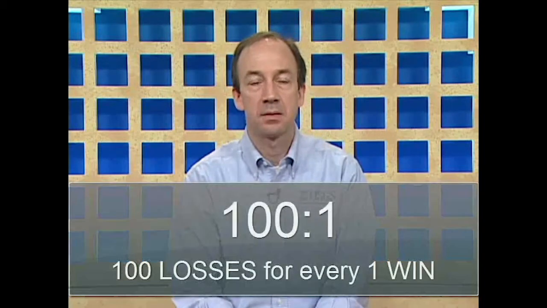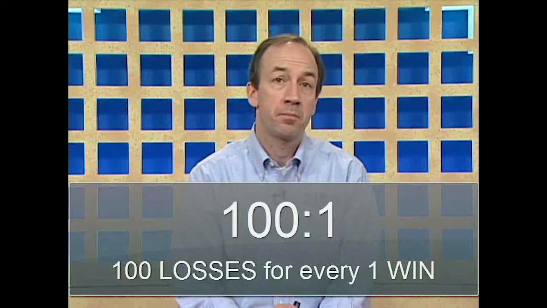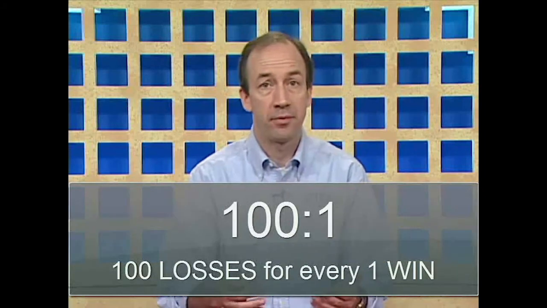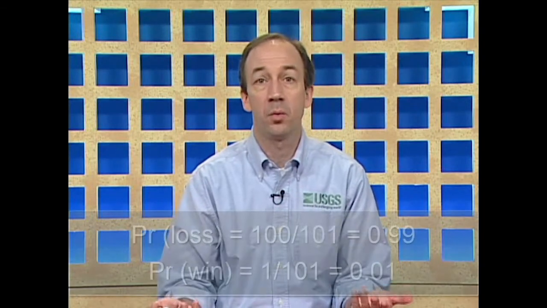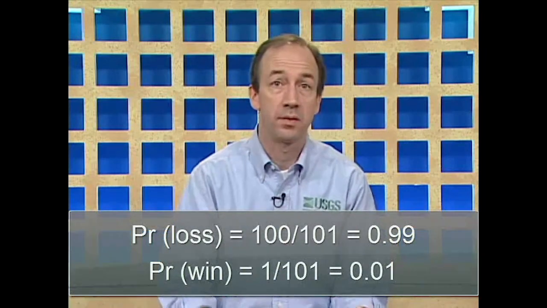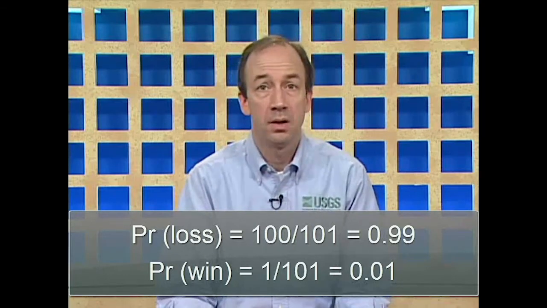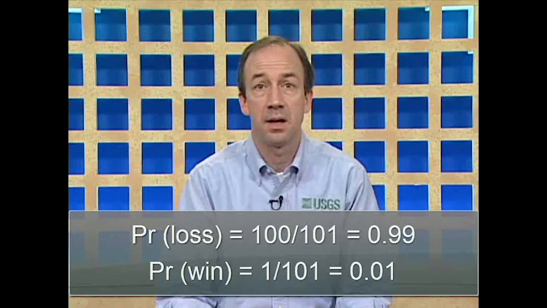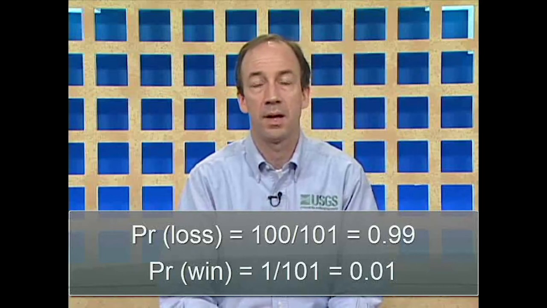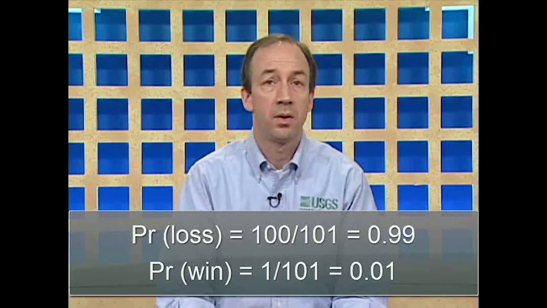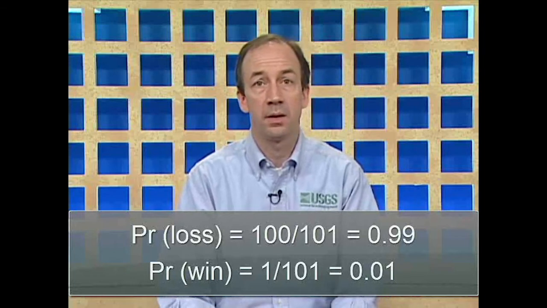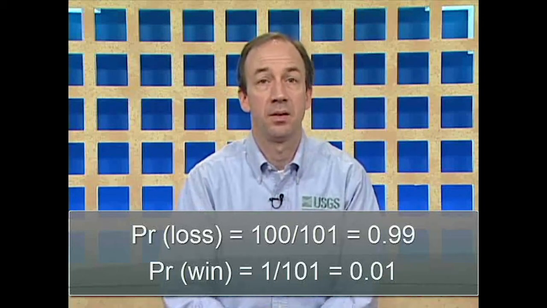So if we say there's a 100 to 1 chance of something happening, what that means is there's 100 losses for every 1 win. So to translate into probability, there's 101 total chances. 100 of them are losses, 1's a win. So the probability of a loss is 100 out of 101. So it's a little bit more than 99%, just a shade more than 99%. The probability of a win is 1 out of 101, so it's a little bit less than 1%.